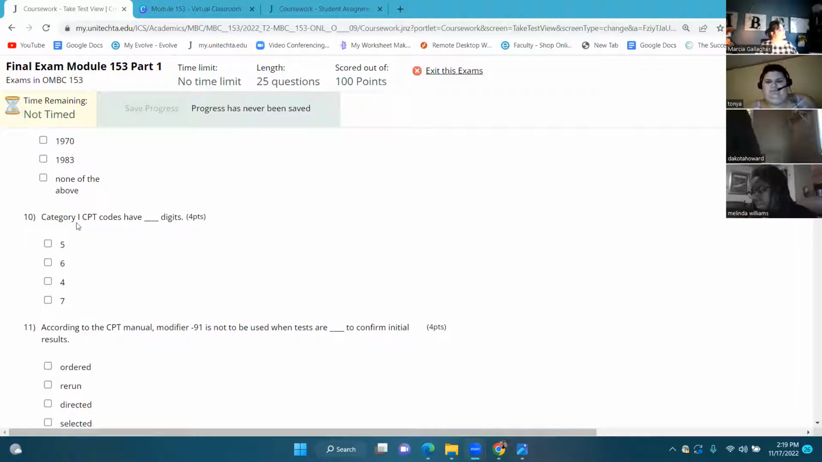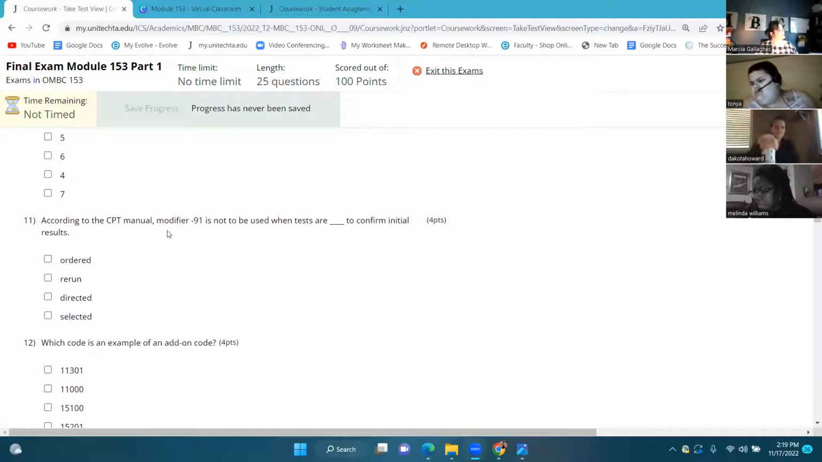Category 1 CPT codes have blank digits. Five, six, four, or seven. It's 5. CPT codes have 5 digits.